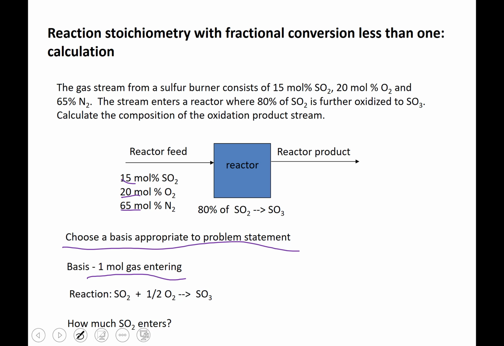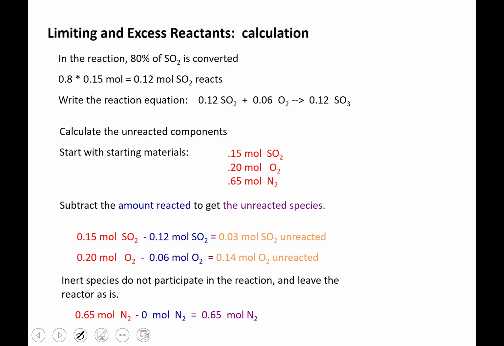Okay, so we know how much SO2 enters. And if we know 80% of the SO2 is converted, then 80% of 0.15 moles, which is how much goes in according to our basis of 1 mole, reacts, which is 0.12. So now we can write our actual chemical reaction as 0.12 moles of SO2 reacts with 0.06 moles of O2 and forms 0.12 moles of SO3.